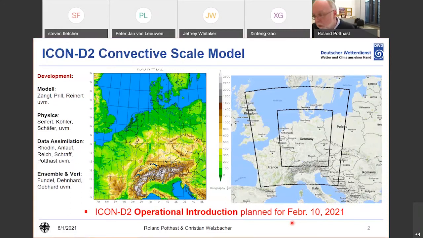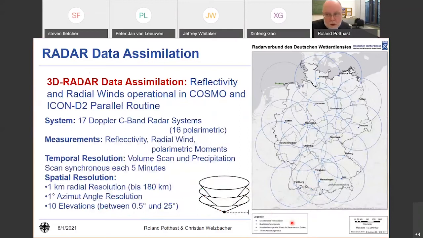And over Germany, we have a radar network of C-band Doppler radar systems. So there are 17 of such systems. 16 of them are polarimetric, so they measure moments as well of the reflections. We measure reflectivity, radial winds, and these polarimetric moments. And they have a temporal resolution of 5 minutes. So they do a full volume scan, I'll show you the scan in a moment, every 5 minutes. They have a 1 kilometer resolution radially and 180 kilometers coverage in all directions.